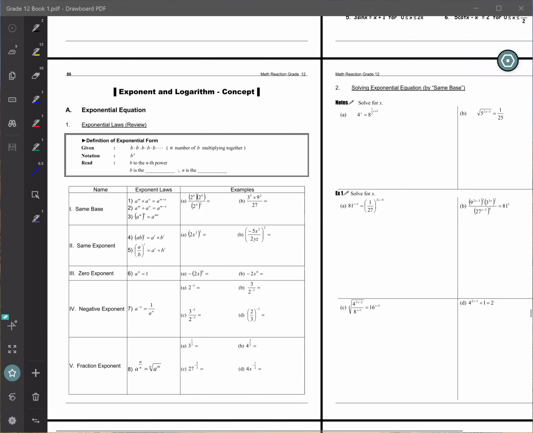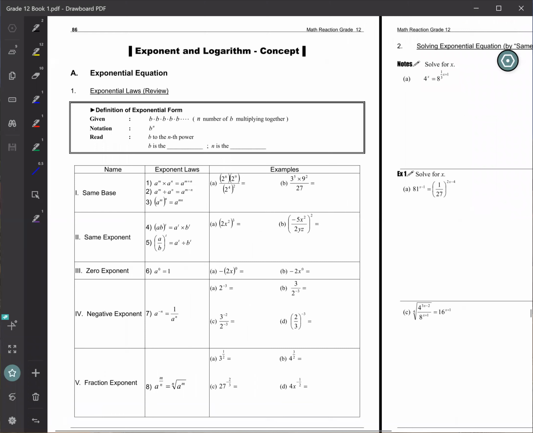So it depends on the time. If time allows, then we'll cover it. Otherwise, we can leave it, okay? So it's more optional. This topic is called exponent and logarithm. Exponent, we've seen it many times, right? Since grade 8. So we'll start by reviewing some of the old rules that you learned before, okay?